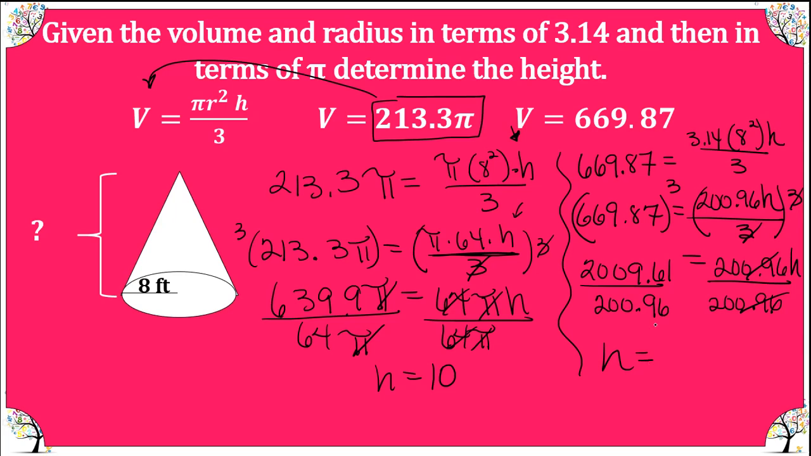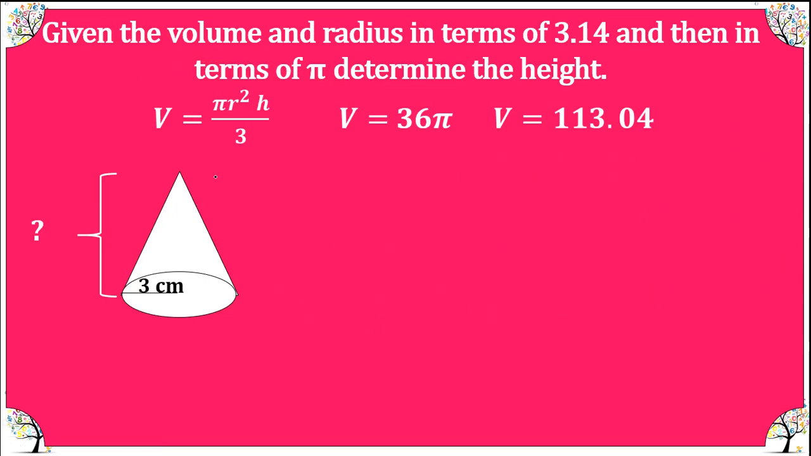And we get 10. So anytime we're solving for h, our height, or r, it's going to be a whole number. So if you get a decimal, round it to the whole number. Let's try this one more time. So we are looking for the height again. So this is the volume in terms of pi. Our radius is 3.